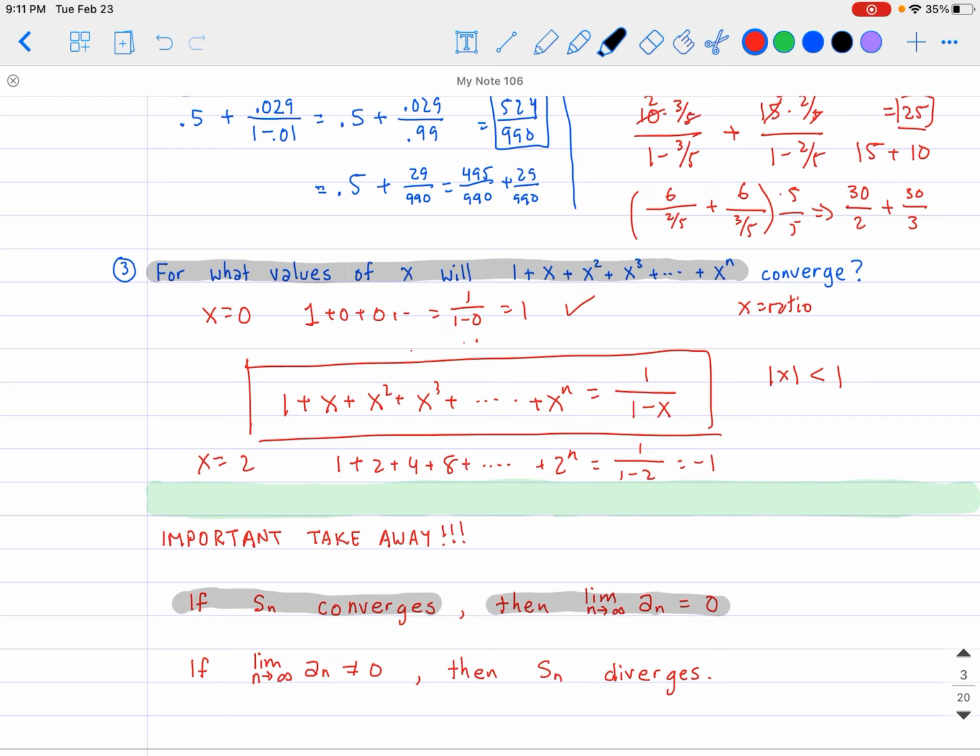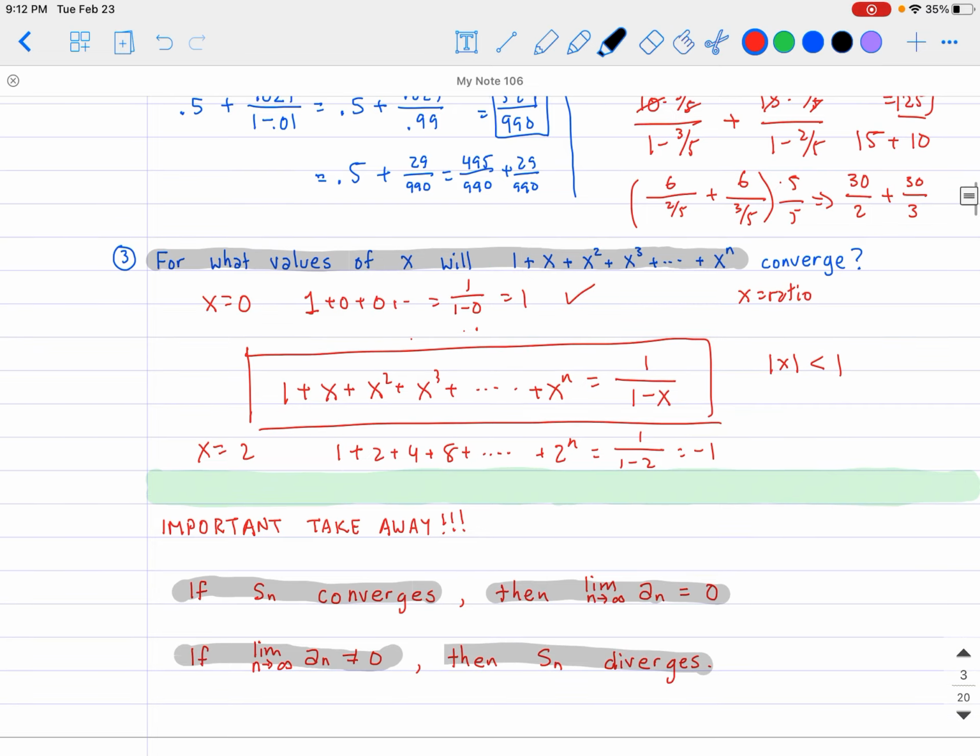The next piece that we need to take away is that if the limit as n approaches infinity of the sequence does not equal 0, then the series is going to be divergent.